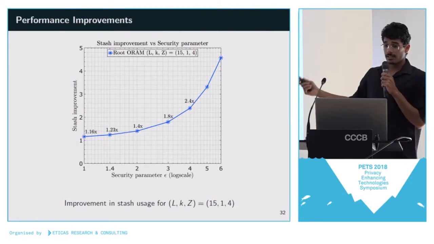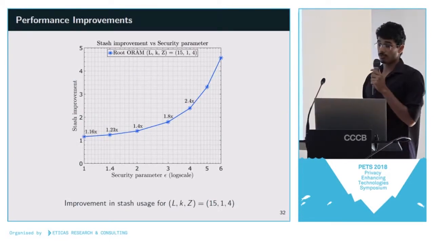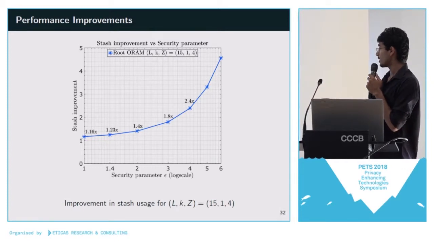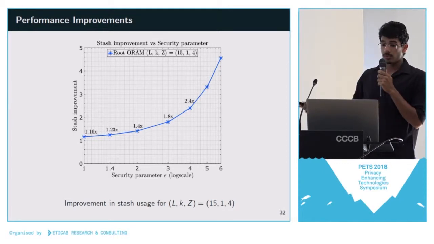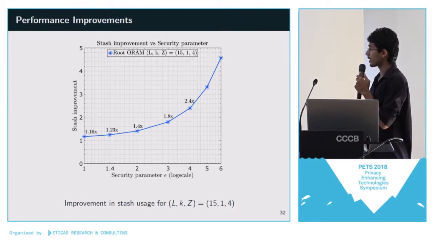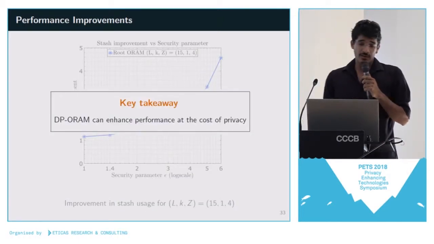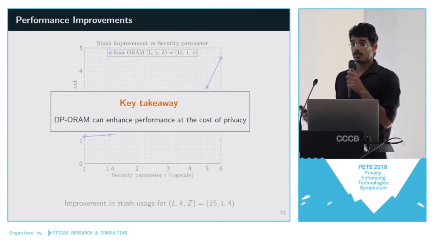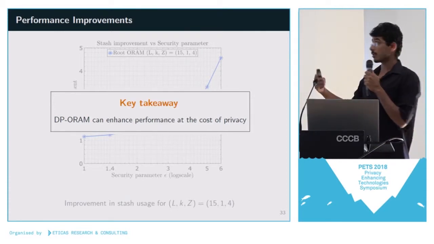The second result is an empirical one, where we showcase the performance improvements as a function of the security parameter. On the x-axis, we have the security parameter. On the y-axis, we have the improvement. And as you can see, the lower security you have, which is towards the right, the more performance improvement you get. The key takeaway from this would be that DP-ORAM can be used to enhance the performance of a protocol at the cost of privacy.